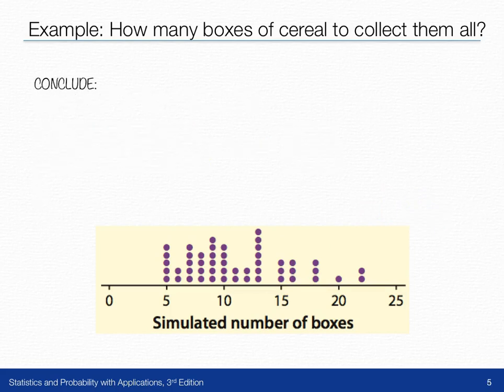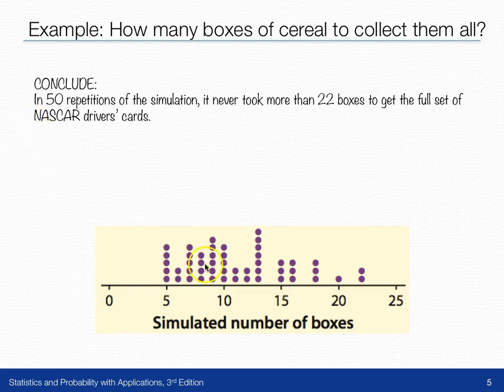The last thing we have to do in this problem is conclude. We're going to use the dot plot to make our conclusion. We can see that in the 50 repetitions of the simulation, shown as the 50 dots in the dot plot, it never took more than 22 boxes to get the full set of NASCAR driver cards. In our scenario, it took our NASCAR fan 23.